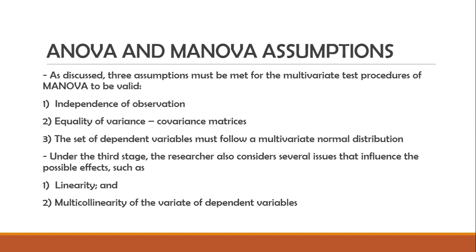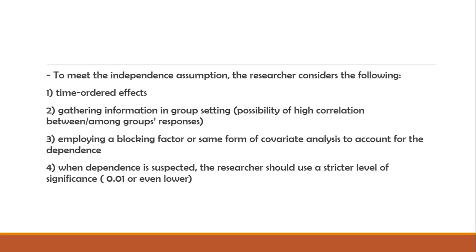ANOVA and MANOVA assumptions. As discussed, three assumptions must be met for the multivariate test procedures of MANOVA to be valid. The first one, independence of observation. Number 2, equality of variance-covariance matrices. And 3, the set of dependent variables must follow a multivariate normal distribution. Under the third stage, the researcher also considers several issues that influence the possible effects, such as linearity and multicollinearity of the variate of dependent variables.